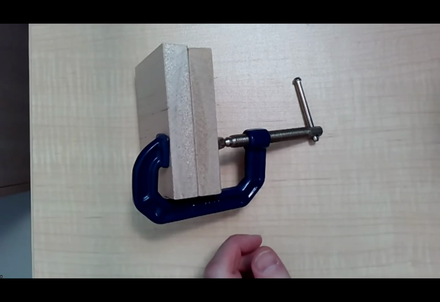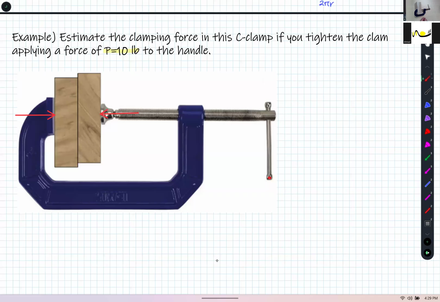Let me go back and share my screen again. And we'll go back to the camera. Wrong camera. All right. Now we're back. I am back. We did our measurement.